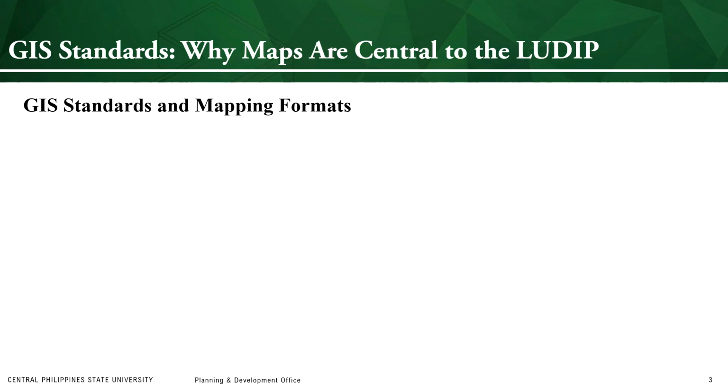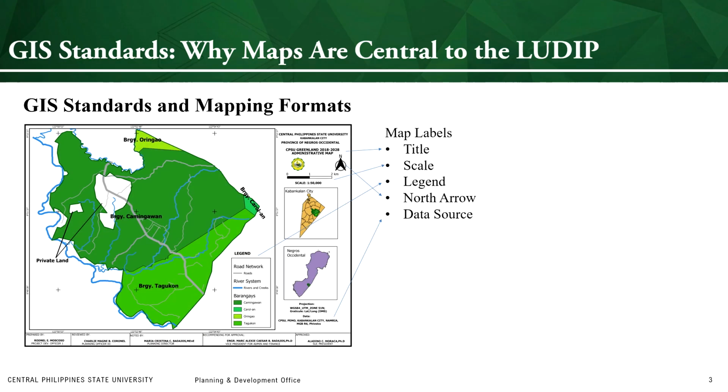Let's start with GIS standards and mapping formats, because maps are not just supporting visuals in the LUDIP. They are among its most critical components. Every major decision in your LUDIP, where to build, what zones to designate, which areas to protect, where the hazards are, is communicated spatially. If your maps are inaccurate, incomplete, or inconsistently formatted, the entire analytical foundation of your LUDIP is weakened. The manual is very specific.